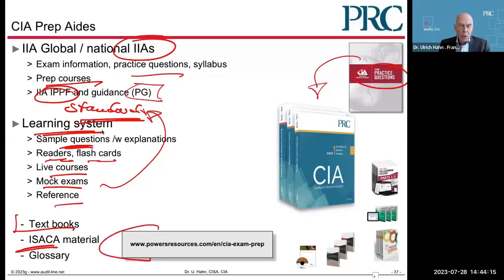There is a little bit more information here on the PSC website. And as I said, there are lots of other learning systems you can use. Books from the IIA and so forth.